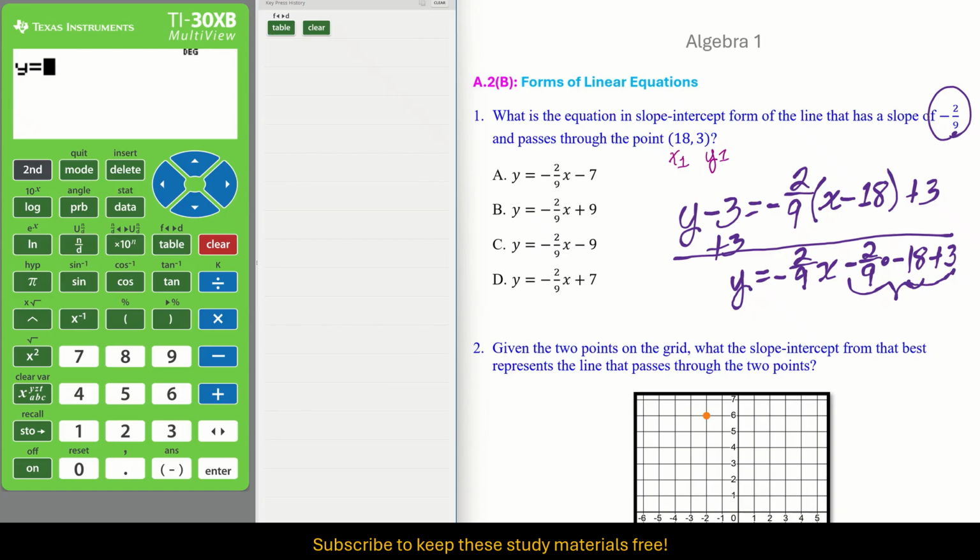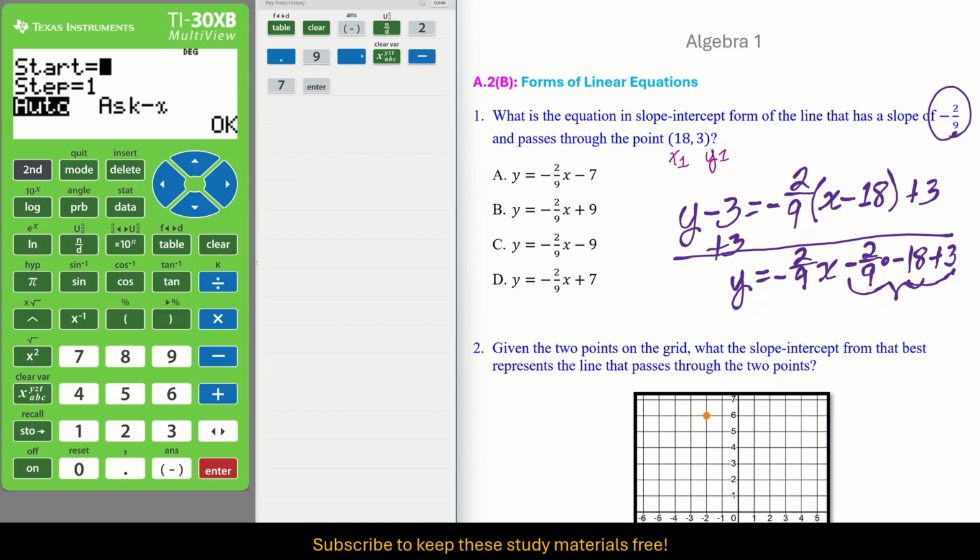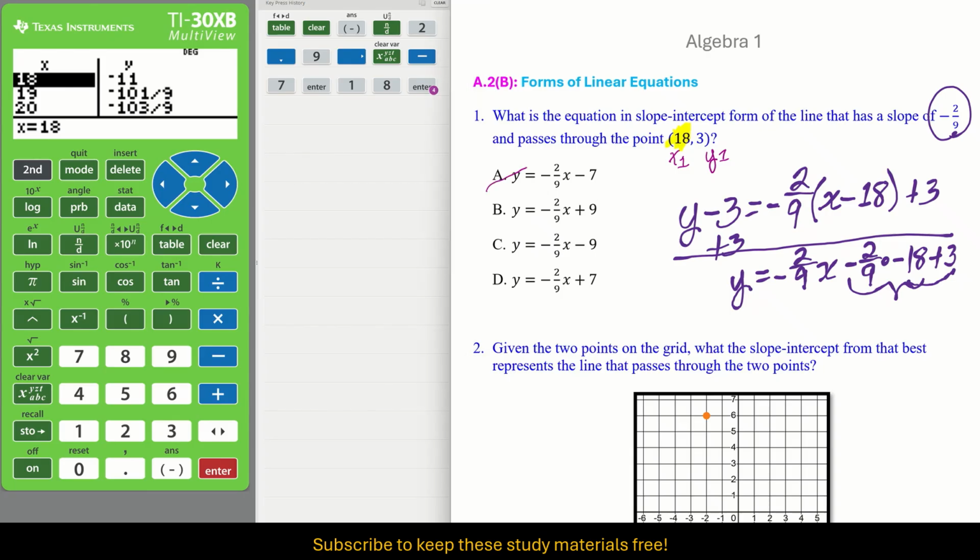Let's just start with what we know. We have a negative, and then we have our fraction, 2/9. Go over, put in our x. Now, we can just go down the line. We could start with -7, enter. Now, what are we looking for? We're looking for when x is 18, is y 3. So just start at 18. Push enter, enter. You could use the ask option, but in this situation, I wouldn't bother with it. Just keep pushing enter, and we see that that's not the one that we need. Okay, and then we mark that one out.